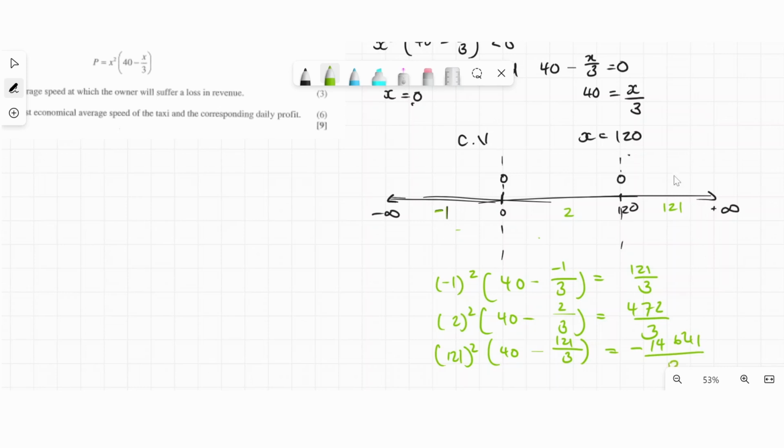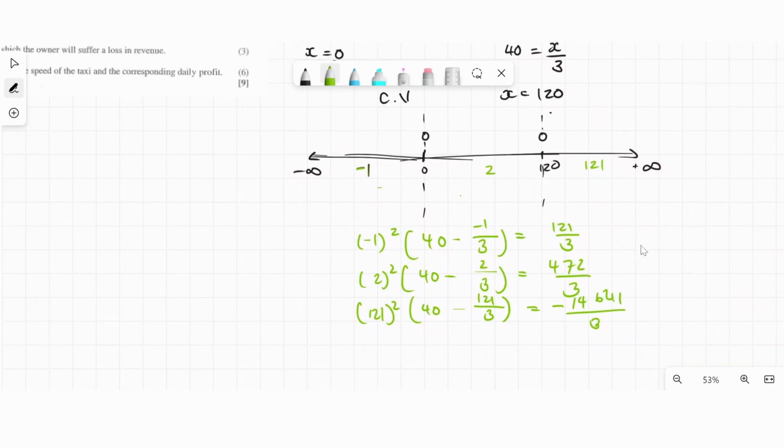The numbers don't matter. What matters is the signs. So the first one is positive, the second one is positive, and the third one is negative. So I'm going to put positive throughout here and also here. Then here it's going to be negative. The inequality is less than, which means I need where it's negative. So it's going to be here.